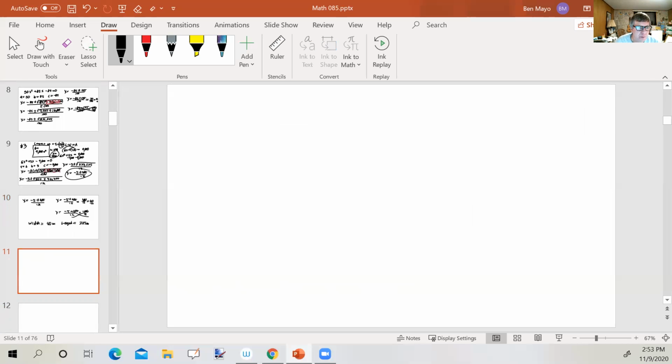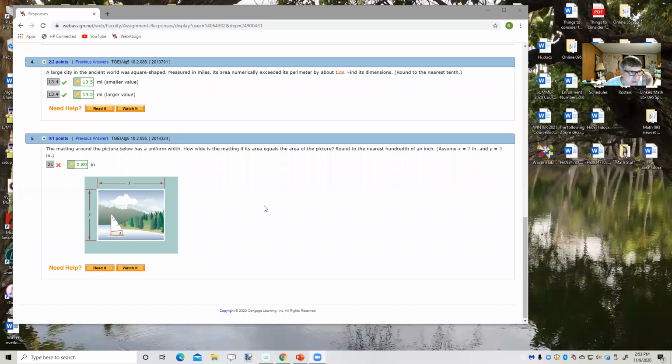Let's go on to problem number 4. Let's take a look at it. It says a large city in the ancient world was square-shaped. Measured in miles, its area numerically exceeded its perimeter by about 128. Find the dimensions. Now, I want to point out here, it says numerically. Area would have square units, whereas perimeter would have just plain old units. So it's saying just the numbers, not the units, would make it true.